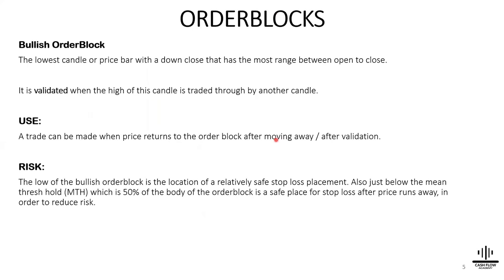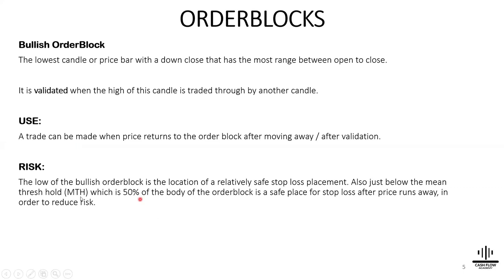The bullish order block: the lowest candle or price bar with a down close that has the most range between open to close. It is validated when the high of this candle is traded through by another candle. Use: a trade can be made when price returns to the order block after moving away or after validation. Risks: the low of the bullish order block is the location of a relatively safe stop loss placement. Also just below the mean threshold, which is 50% or the midpoint of the body of the order block, is a safe place for stop loss after price runs away in order to reduce risks.